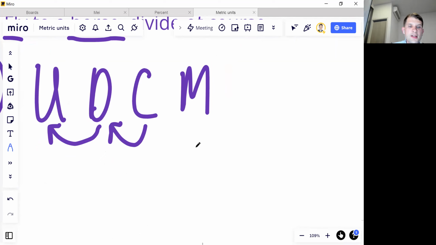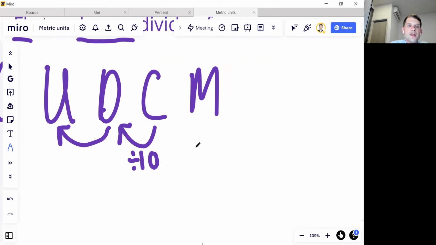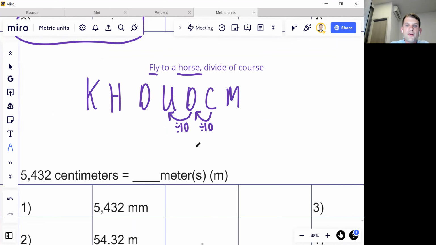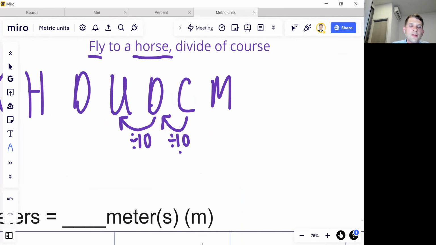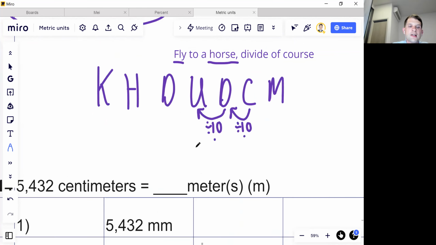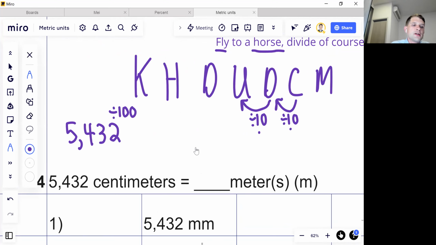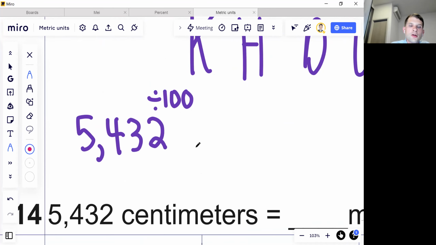Each step here is going to be to divide by 10, from centimeters to decimeters, and then divide by 10 again to go from decimeters to meters. So I know that I need to go 2 steps, which means divide by 10 and divide by 100. I just need to take this number, 5,432, and divide by 100, which really means I need to move my decimal 2 places to the left.